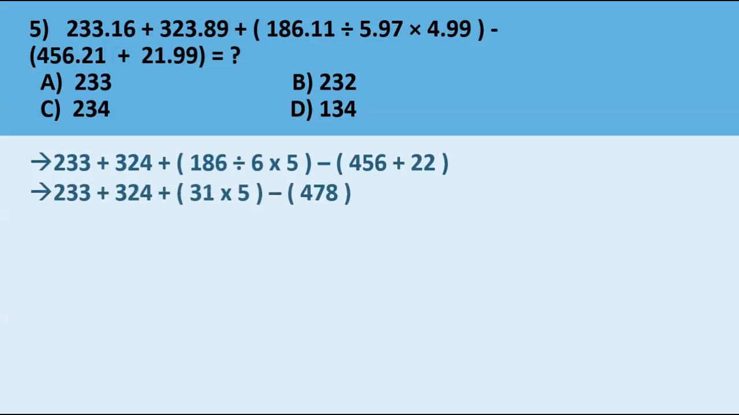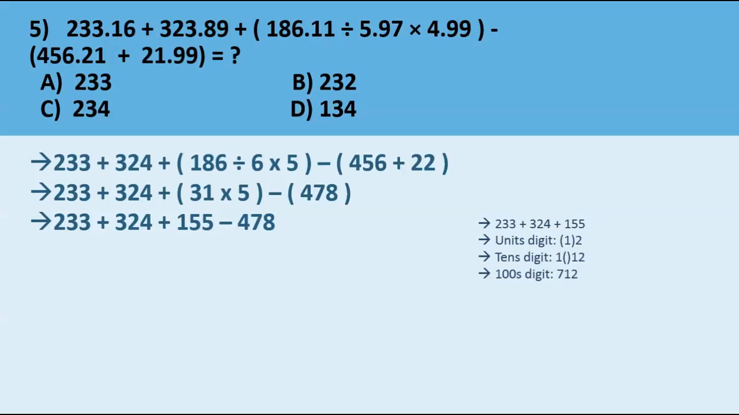So in the next step, we multiply 31 into 5, which turns out to be 155. So our new expression is 233 plus 324 plus 155 minus 478. Now we need to add 233 plus 324 plus 155 using the methods that I've initially explained. Please pause the video and go through the steps.